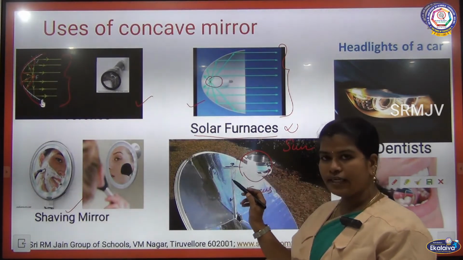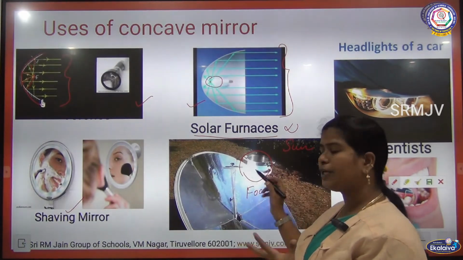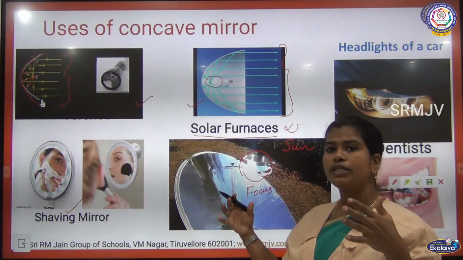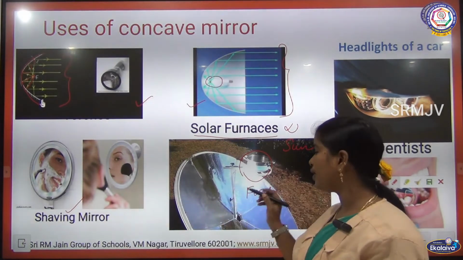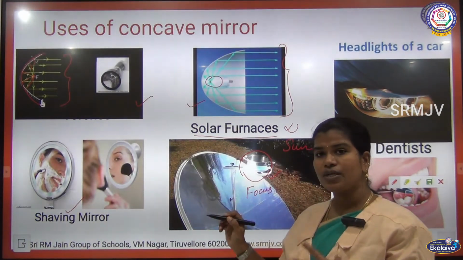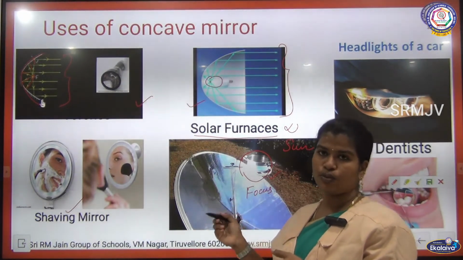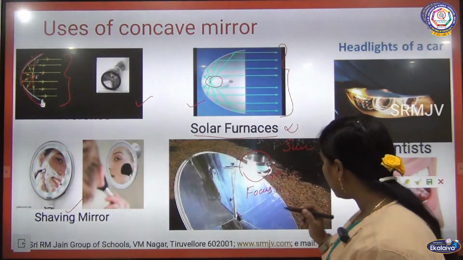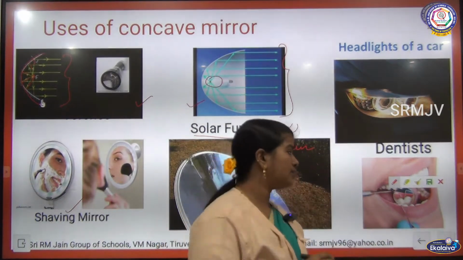So when the container is kept in the focus, all the converged rays will meet at a point. So the light energy as well as heat energy will be produced over there.